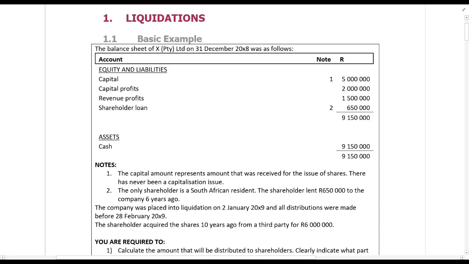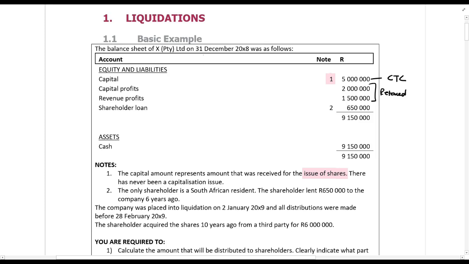Okay, so capital number 1 says the capital amount represents the amount that was received for the issue of shares. There has never been a capitalization issue. So that means that number 1 is contributed tax capital. This over here is retained earnings.